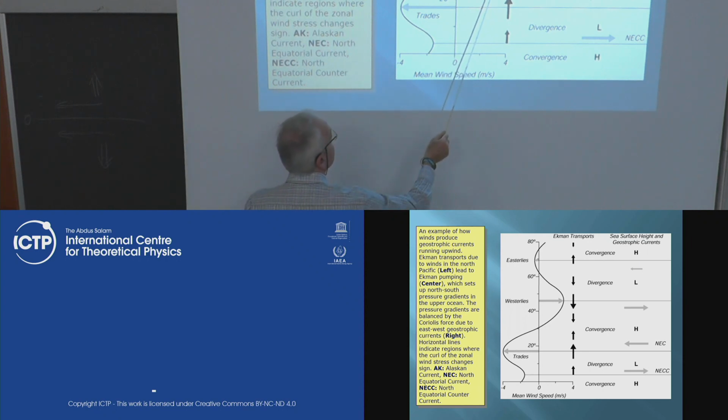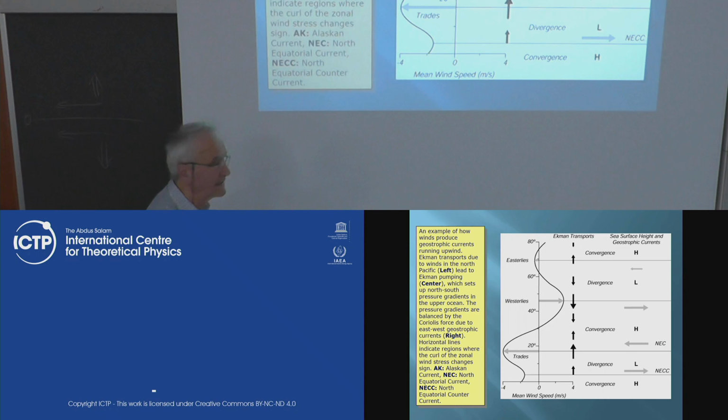So we have the convergence and divergence in these two areas. What that means in terms of the shape of the sea surface height.